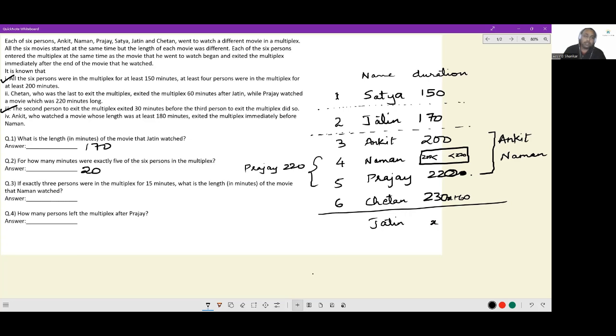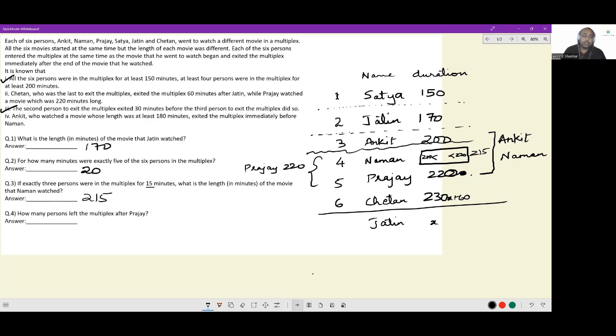If exactly three persons were in the multiplex for 15 minutes, the three persons staying in the multiplex would mean the last three were in the multiplex for 15 minutes. That can only happen if Naman's movie is of length 215. It would only work if Naman's movie length is 215, which is also within this window, which is wonderful. So the length of the movie that Naman watched will be 215 minutes.